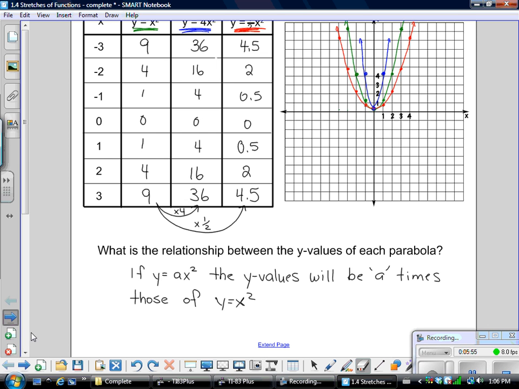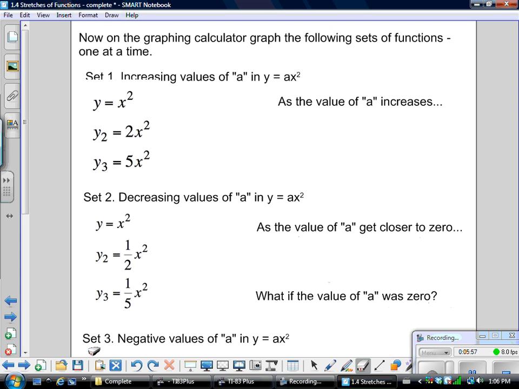Now let's take a look at the next part. Okay, now this time, on the graphing calculator, we're going to graph the following things. I'm going to see what happens when I increase the value of a.